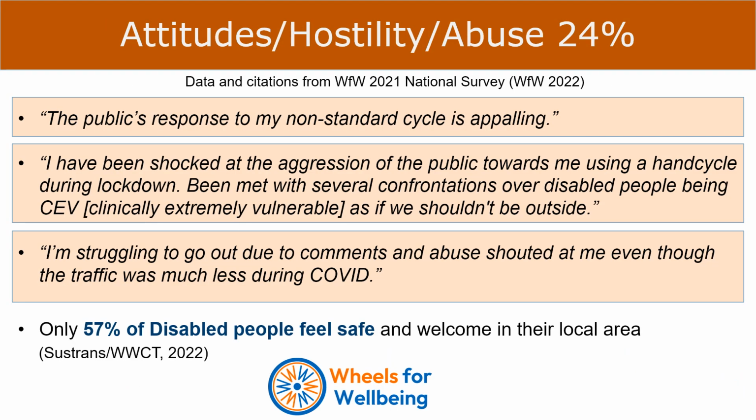The final barrier, which wasn't related to infrastructure, that disabled people mentioned in our survey was what we might broadly call attitudinal barriers, but which are directly experienced as hostility and abuse. And this was reported by nearly a quarter, or 24%, of our respondents. So people talked about the public comments, the public hostility or the public harassment that disabled people experienced when cycling, particularly when they were using a non-standard cycle or they were visibly disabled. So one person said, "The public's response to my non-standard cycle is appalling."